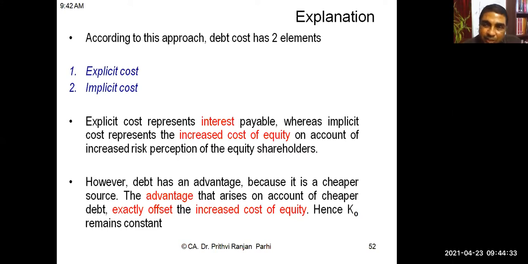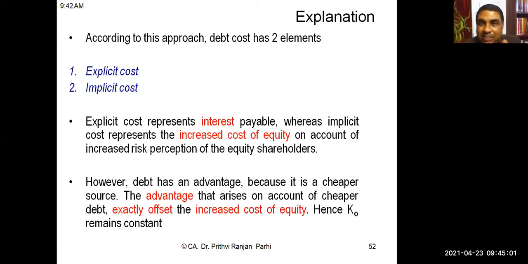Interest is payable, but because of debt, some other cost is increasing. My cost of equity is increasing because I'm taking debt. Why is it increasing? Because my equity shareholder is thinking that the business is risky. He is expecting more. An equity shareholder who was expecting, let us say, 10% is now asking me for 25% because he feels that I have taken extra risk.